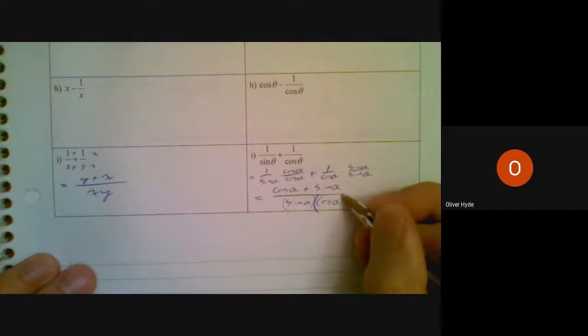That gives me the cosine of theta plus the sine of theta divided by the sine of theta multiplied by the cosine of theta. Sorry, this is going to happen once in a while. My bracket becomes a C. I'll try to catch them.